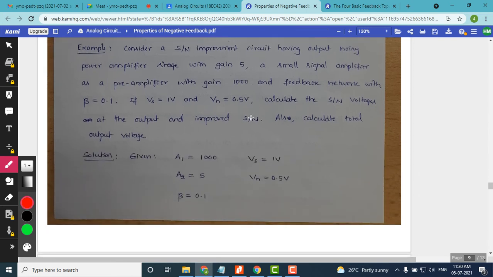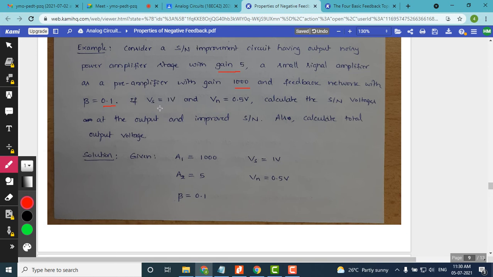Okay. Now, to understand this concept, we have an example here. Consider a signal to noise ratio improvement circuit having an output noisy power amplifier stage with a gain of 5. Okay, the noisy power amplifier stage has a gain of 5 given here. A small signal amplifier as a pre-amplifier with a gain of 1000, okay, and a feedback network with beta of 0.1.